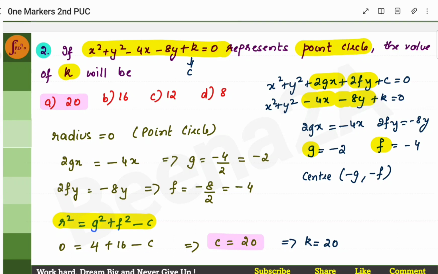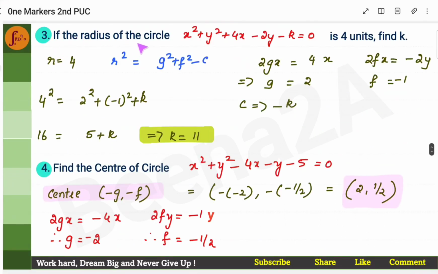So now I know radius also. Since it's a point circle, radius is 0, so I put 0 here. I know g, I know f, I'll find c. What is c? C is nothing but k. Now next one. If the radius of the circle is 4 units, find k.